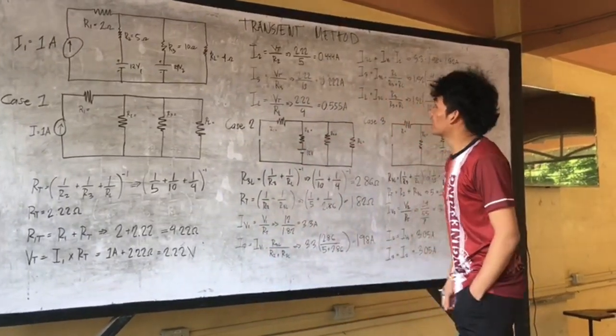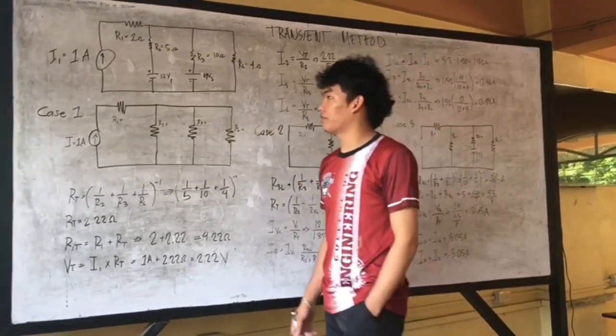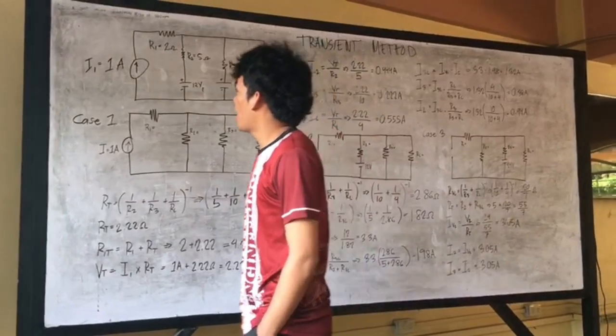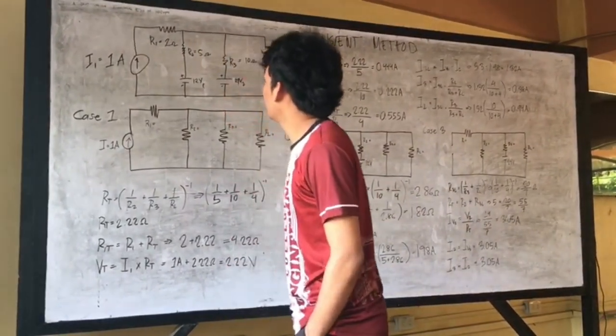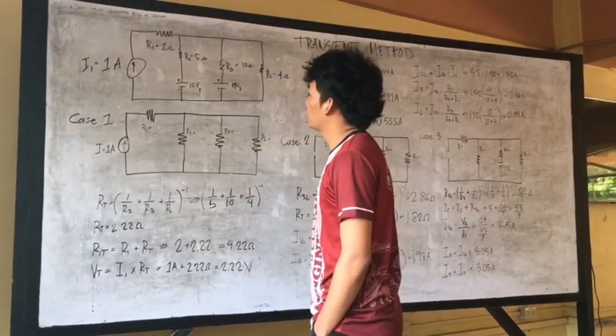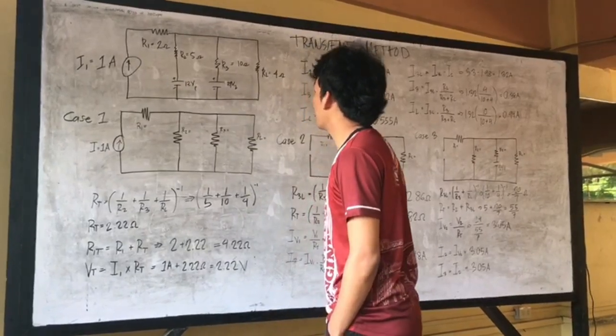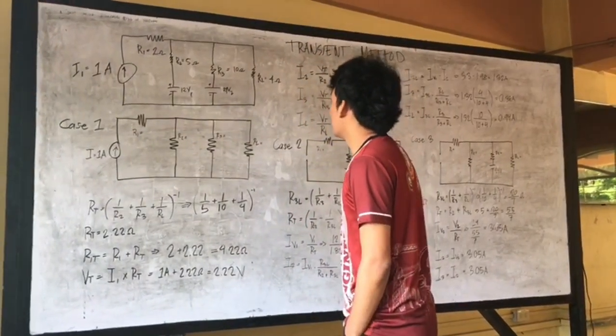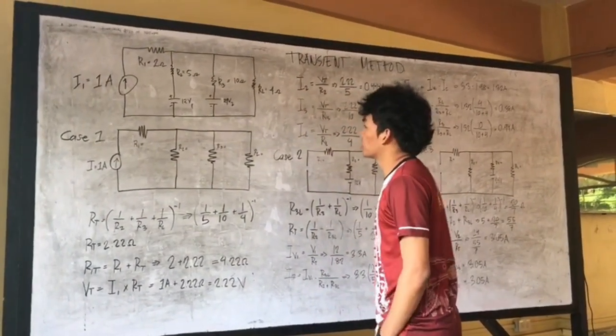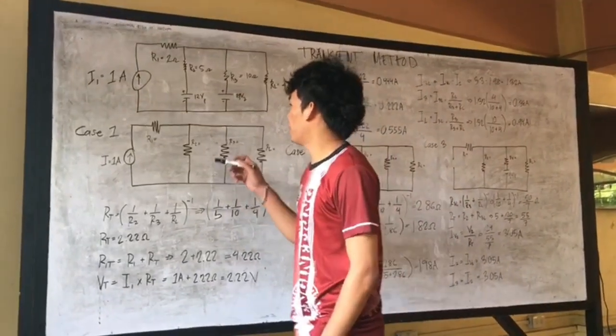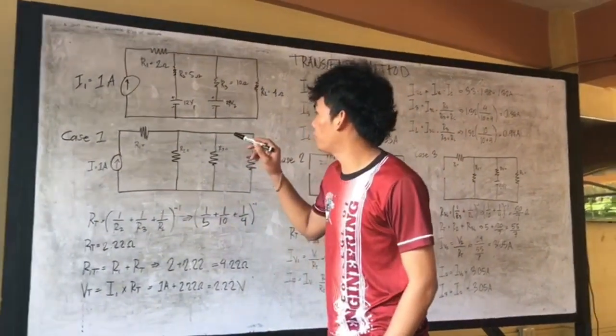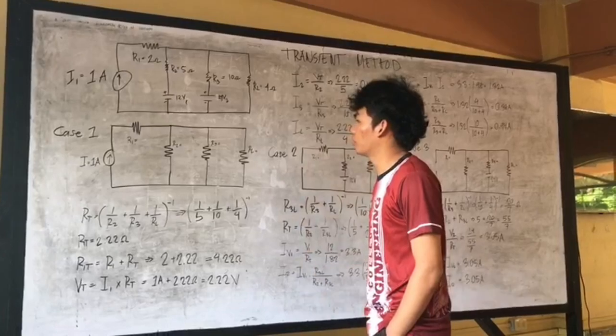Our topic is the transient method, and this is the given: I1 equals 1 ampere, R1 equals 2 ohms, R2 equals 5 ohms, R3 equals 10 ohms, load resistance RL equals 4 ohms, and voltages of 12 volts and 24 volts.